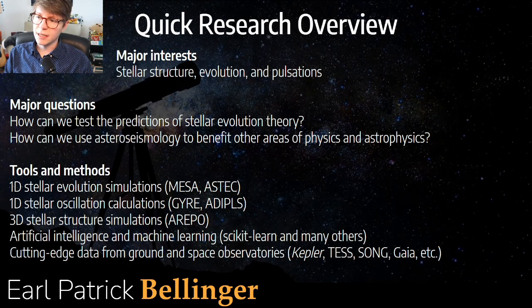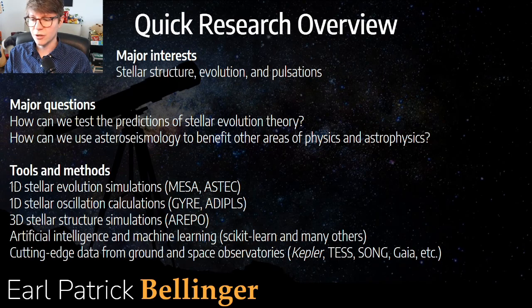I'm mainly interested in solar-like oscillators, so the Sun and Sun-like stars as well as red giants. And I'm also interested in classical pulsators like Cepheid and RR Lyrae variable stars. And the main kinds of questions that I think are interesting are how can we use stellar oscillation data to better understand the theory of stellar evolution, and also how can we use this information to benefit other areas of physics and astrophysics.